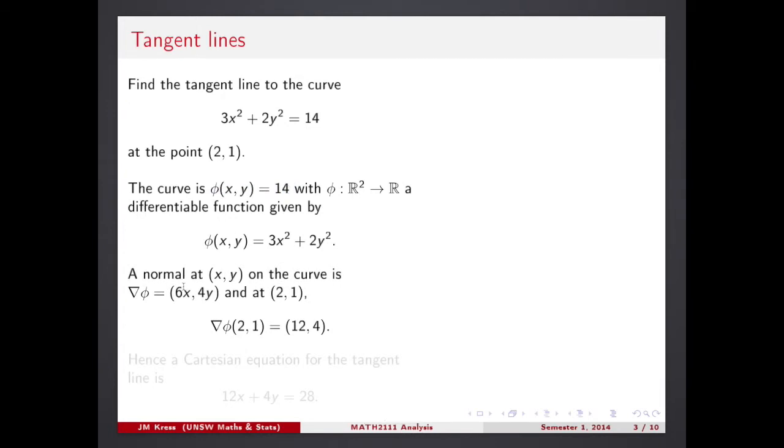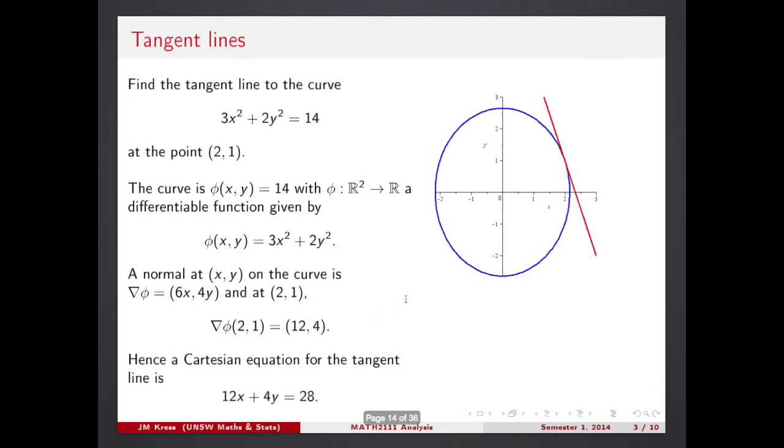Gradient 6x for y numerically at the point of interest. That's the point of interest. It's just this value, 12, 4. And that is a vector perpendicular to my level curve and to the tangent line to the level curve at the point 2, 1.